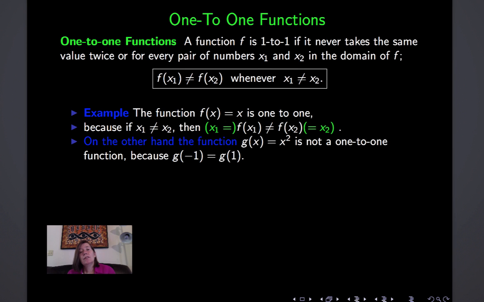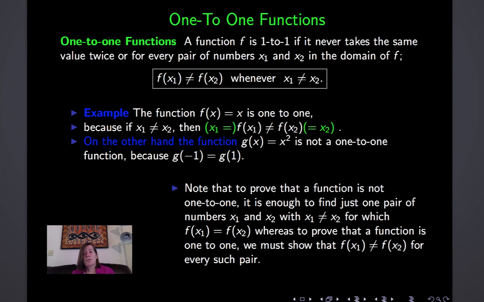On the other hand, g of x equals x squared is a function which is not 1 to 1. And how can I demonstrate this? I can come up with two different values, x1 and x2, for which g of x1 is equal to g of x2, and it violates that condition in the box. Those two values, as you can see, are minus 1 and 1.